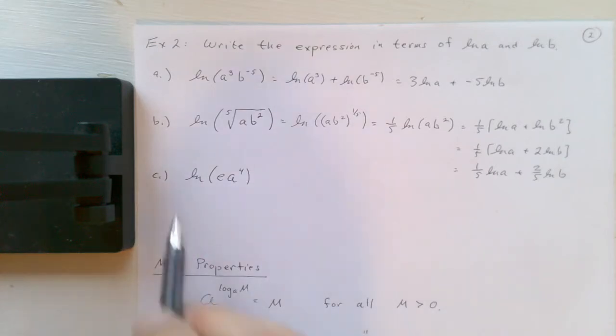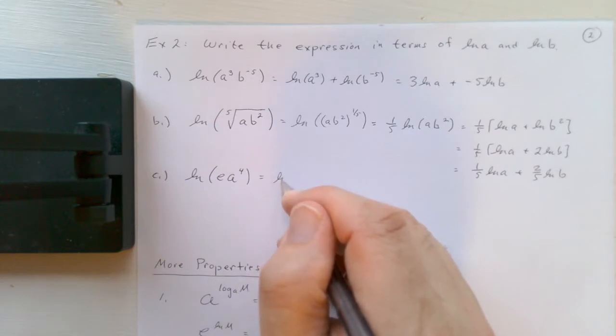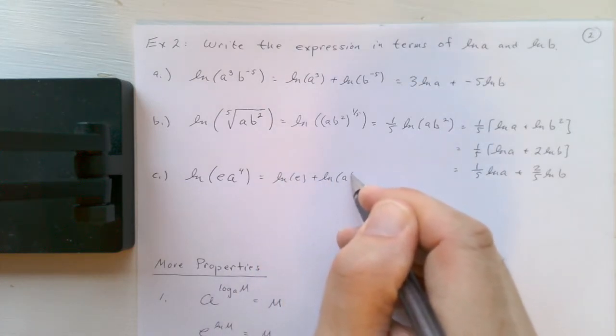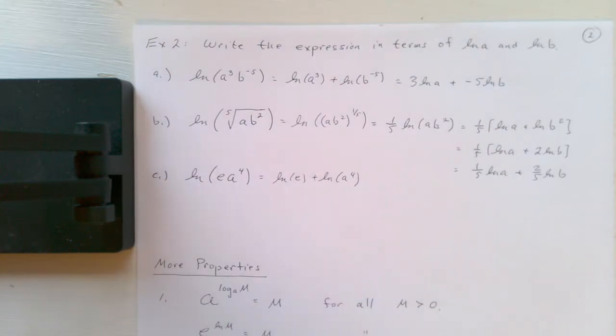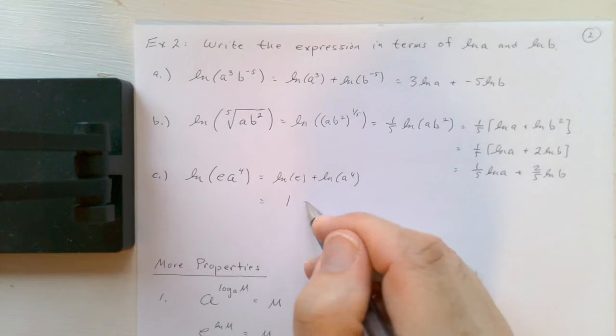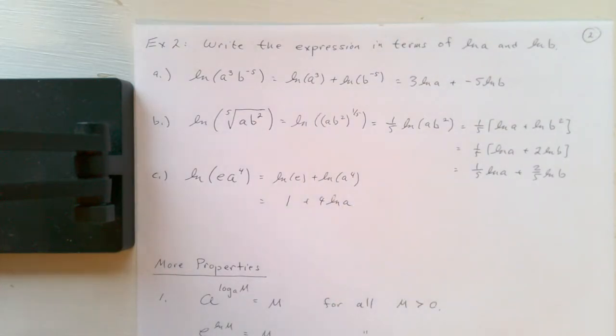Okay. Here in part C we have a product again. This is the log of e plus the log of a to the 4th. And the log of e we just said is 1. And then this is going to be 4 log a. Okay.